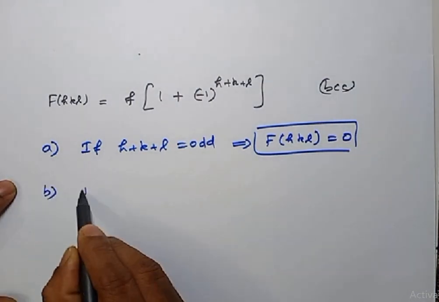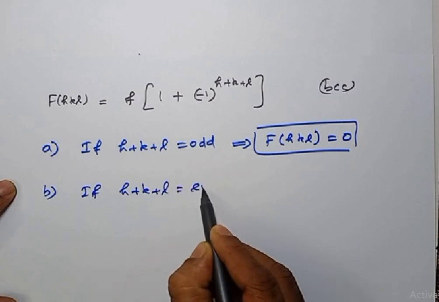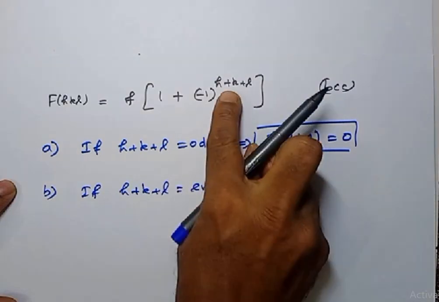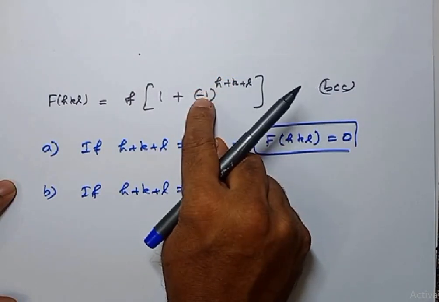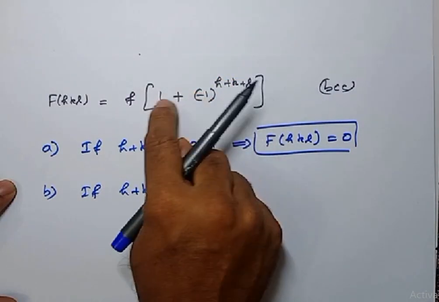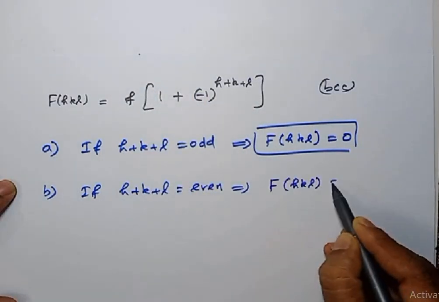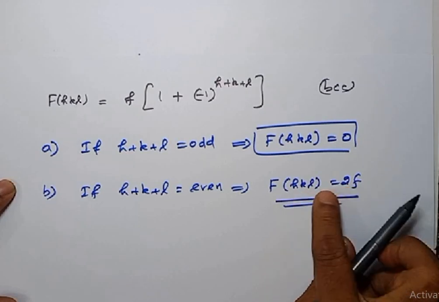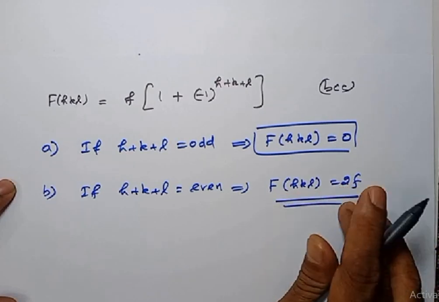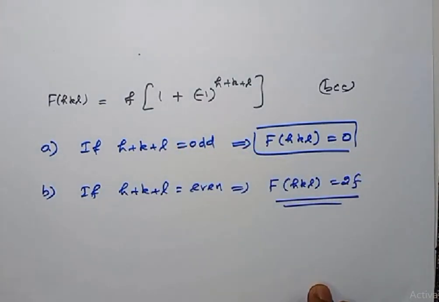What will happen if h plus k plus l is an even number? If it is even, minus 1 power even number becomes plus 1. Plus 1, this is plus 1, so you get 2. So the structure factor becomes equal to 2f. So for these planes, the structure factor is not 0, which means these planes will give a signal in the spectrum. Is this clear to all?